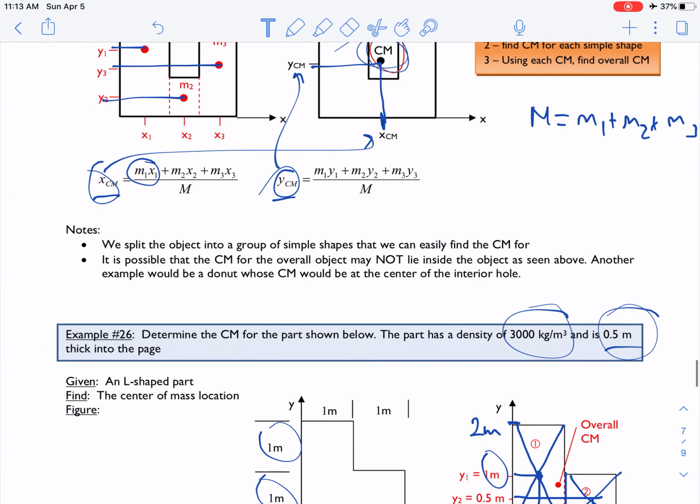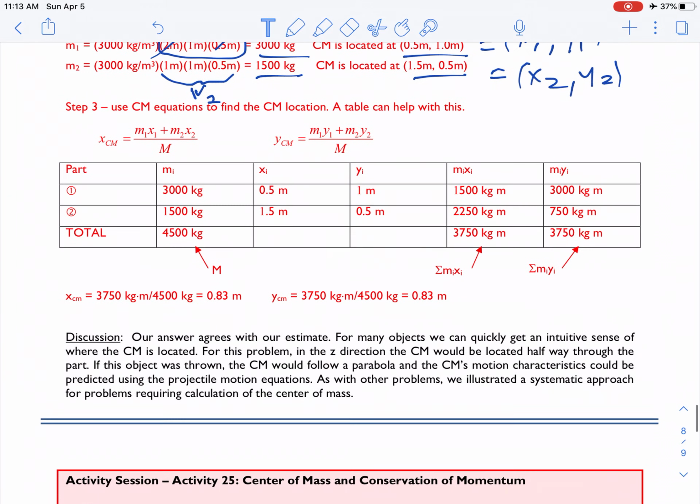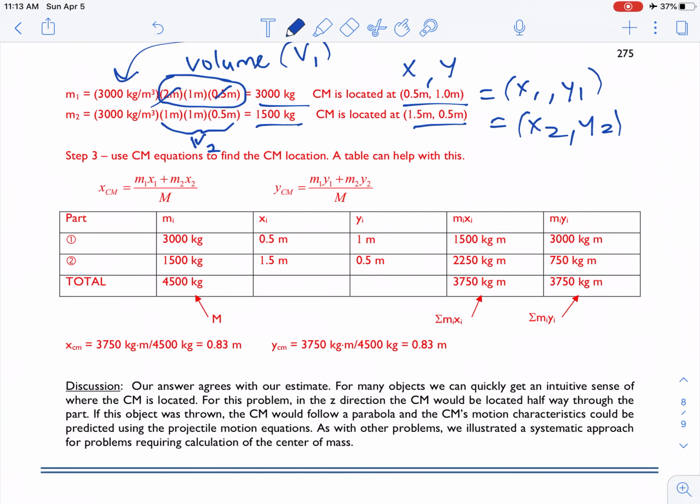I want to go back and show you again. This is the equation that we will apply, and we need those numbers. We need mass and x and y, so that's what we gathered so far. And all we need is to put these together now. Since we have only 2 pieces, our equation looks a little bit simplified, because we have only 2 terms added. And it really helps if you draw a table to show these.